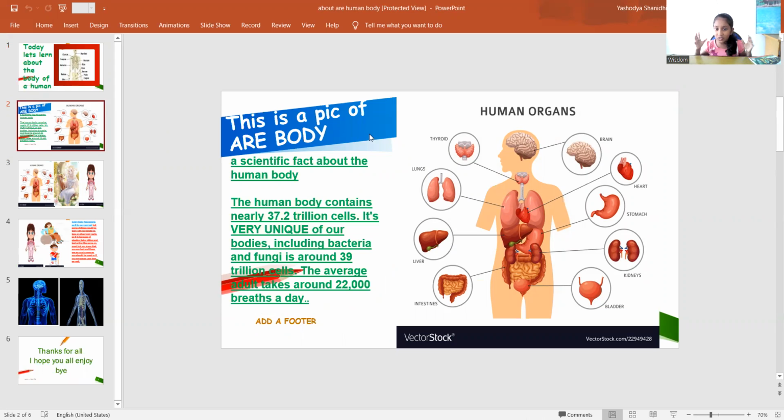It looks super gross from the inside, but actually the whole system is connected to your brain. It's very, very unique, actually. A scientific fact about the human body: the human body contains nearly 3,000 trillion cells. It's very unique, our bodies, including bile and all of that. I know that you all know that.